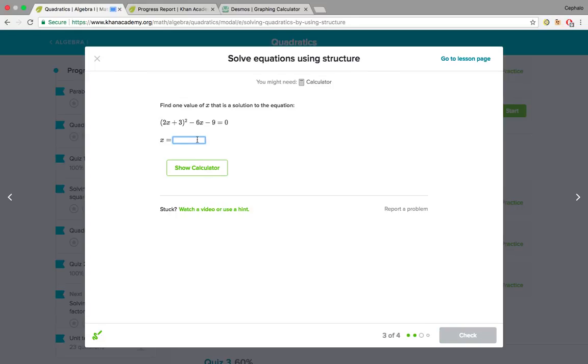Find one value. Geez, these are difficult. Okay. We have 2x plus 3 squared minus 6x minus 9. Okay, well, let's group this.